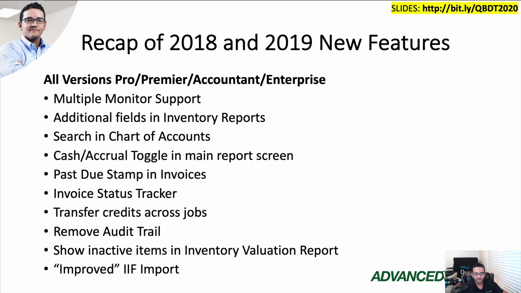You can get a past due stamp on invoices. There's a new invoice status tracker that gives you basically a history of all the times that you have emailed that invoice or when the customer paid you and that sort of thing. You can now remove the audit trail in an effort to reduce the file size of a QuickBooks Desktop file. You can show inactive items in an inventory evaluation report, which was a huge problem for many years.